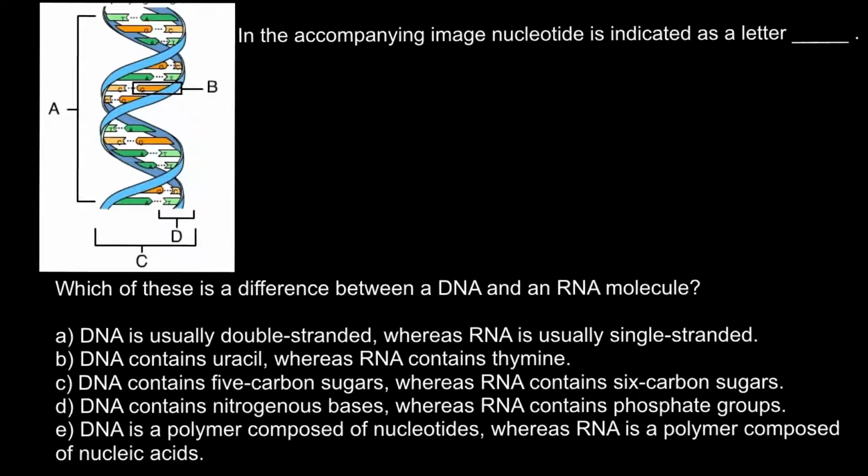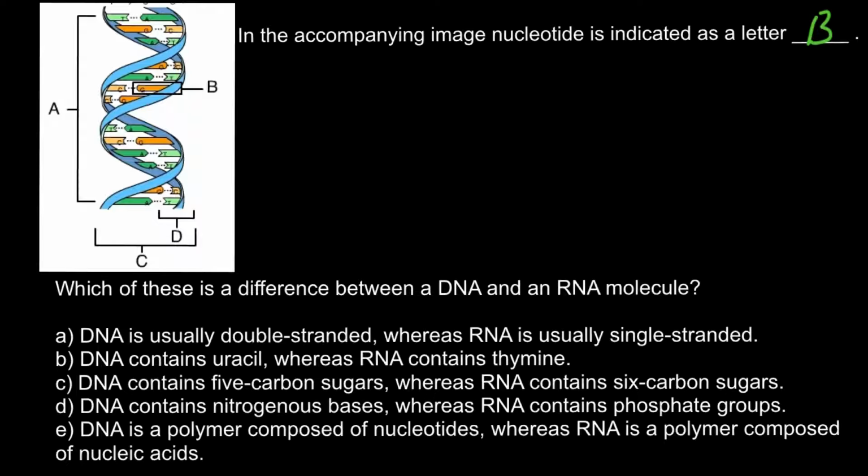In the accompanying image, nucleotide is indicated as a letter, and as you see we have four letters here: A, B, C, and D. Letter A indicates a fragment of the DNA, and this is DNA because this is a double-stranded molecule, and RNA is a single-stranded molecule. C indicates two strands. D stands for one strand of the DNA, and letter B indicates the position of the nucleotide. So the correct answer here would be letter B, indicates position of the nucleotide.